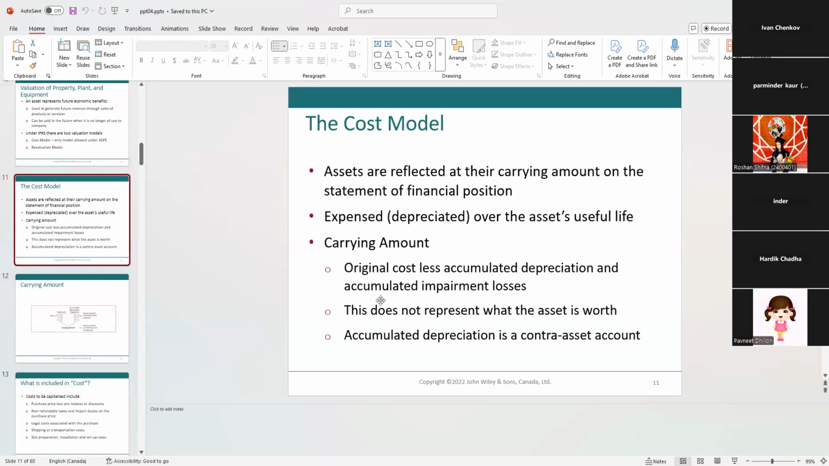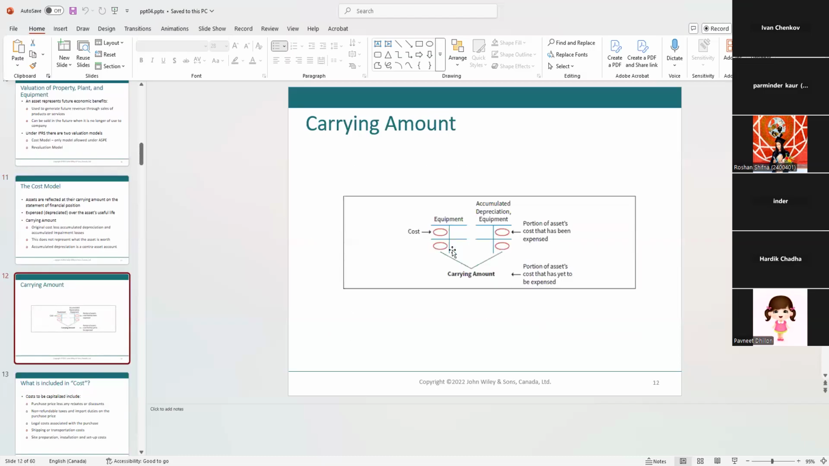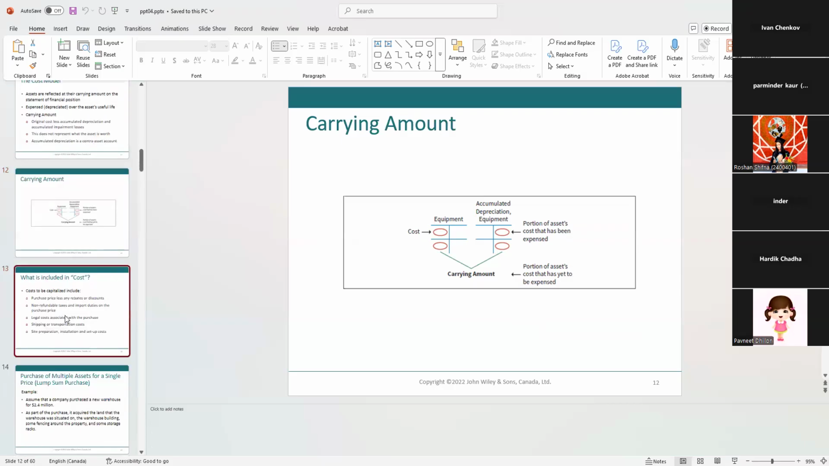Then we're going to have depreciation. And if there's impairment, we're going to show the impairment. So the carrying amount of the asset is always going to be original cost minus accumulated amortization up to that point and minus impairment loss, we're going to see a little bit later.